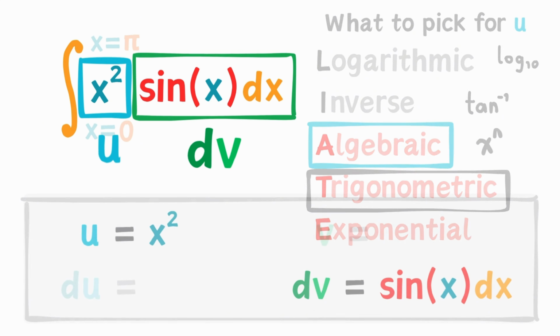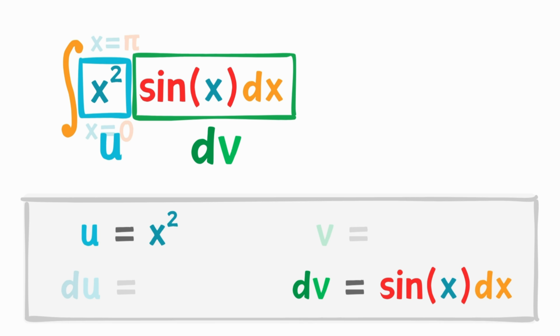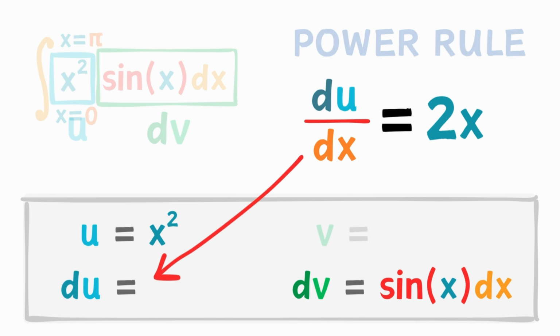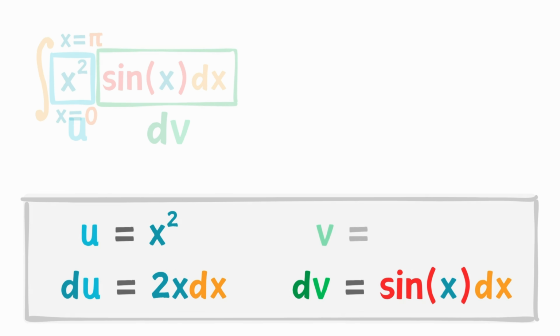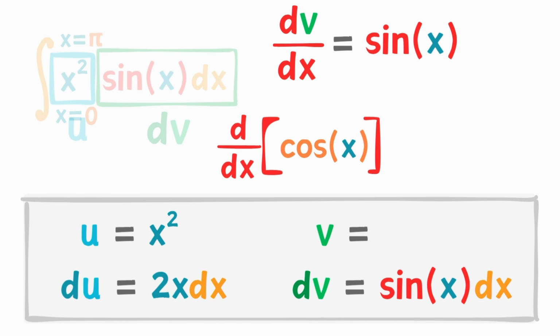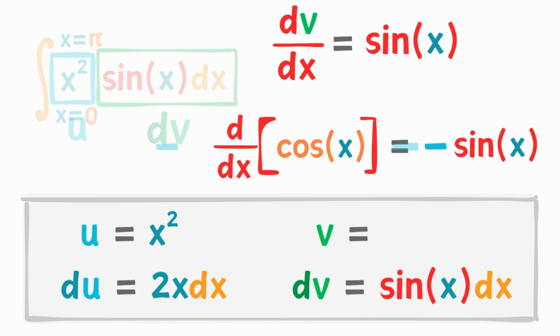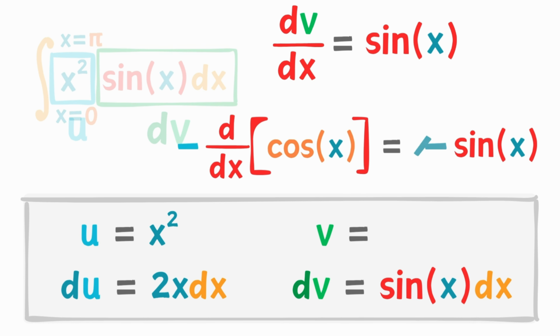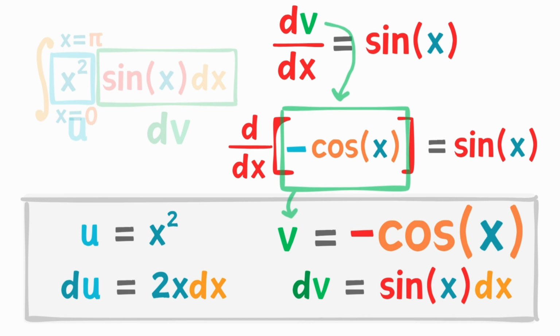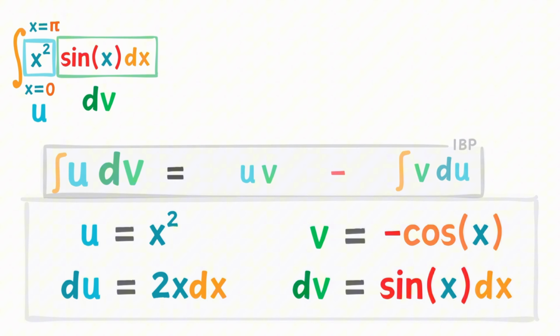Alright, now we just follow the integration by parts procedure. We need du and v, and to find du, we can take the derivative of u with respect to x. According to the power rule, that's 2x. So du is 2x dx. And since we know dv, we know that the derivative of v with respect to x is sine of x. Knowing our trig derivatives, we know that the derivative of cosine of x is negative sine of x. We want the positive sine of x, so we can just multiply both sides by -1, and we find that the derivative of the negative cosine of x is sine of x. Awesome. Now we have everything we need for the second part of the equation.